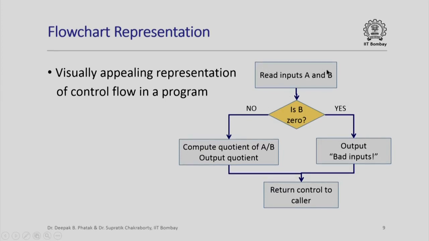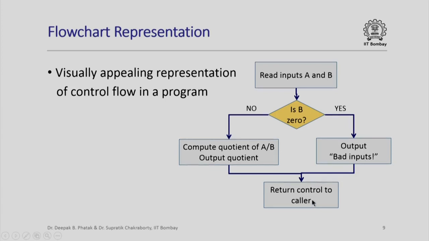We read inputs a and b. Groups of statements are often put in rectangular blocks, and this means that all the statements here are sequentially executed. Then we do a check, is b equal to 0? If the answer to that is yes, then we execute this block of statements where we output bad inputs and then come here and return control to the caller.